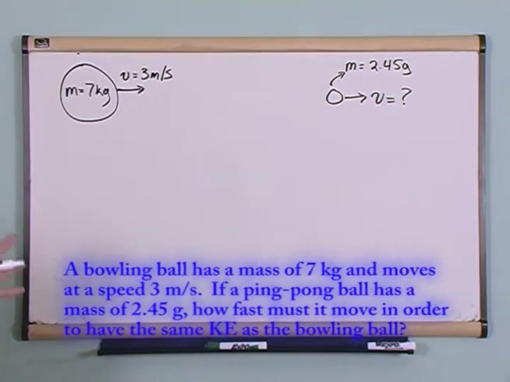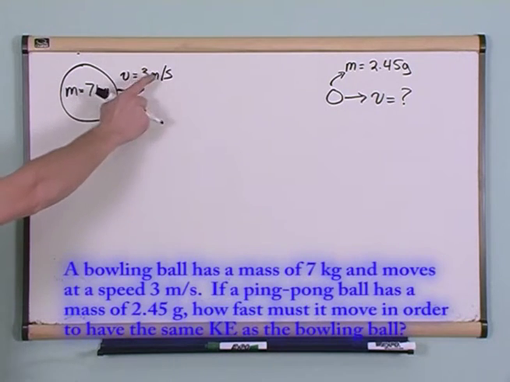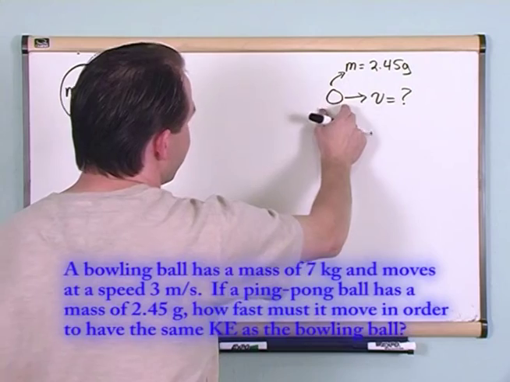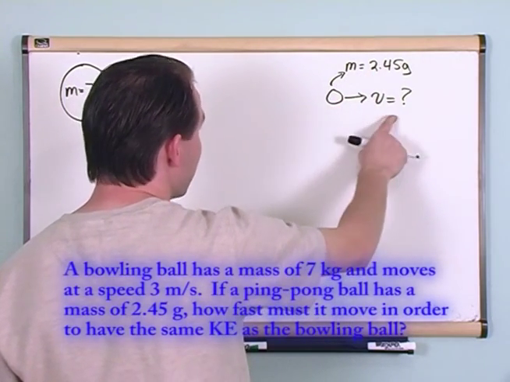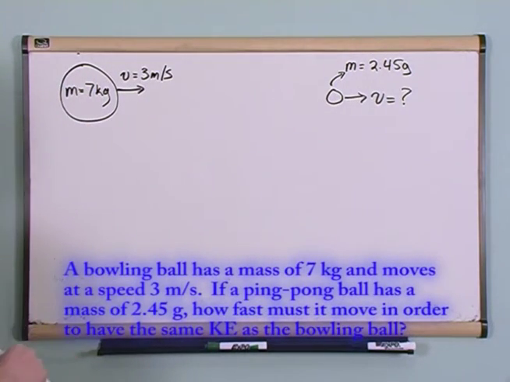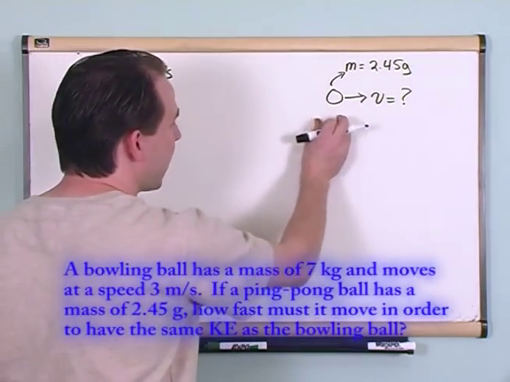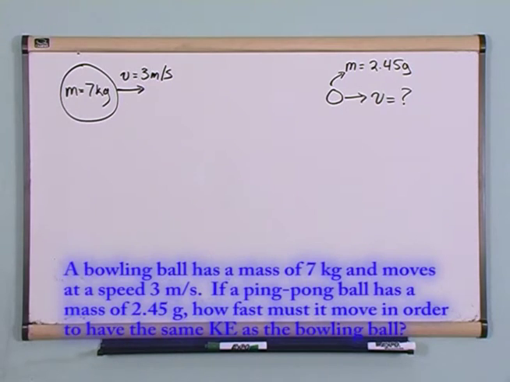So what we want to figure out is, this guy obviously has some kinetic energy associated with it. It's got a mass and it's got a velocity. You have a ping pong ball here. I know the mass. I want to know how fast this ping pong ball has to travel in order to have the same kinetic energy as this bowling ball, which is obviously much heavier. So this ping pong ball, just from common sense, is going to have to move awfully fast in order to have the same energy as this bowling ball that's traveling at a slower speed.